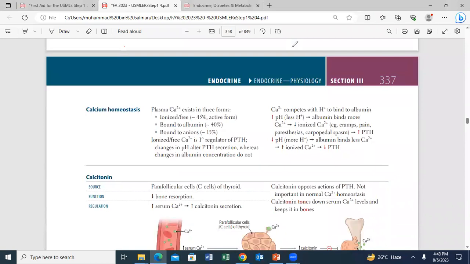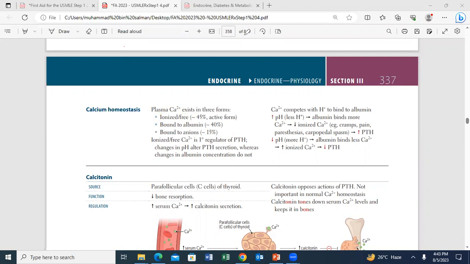Now there is a brief overview of the calcium homeostasis. They are mentioning that calcium is found in three states. It is found in the bound form and with anions, and 45% of calcium is found in the ionized and free form. When we regulate calcium, we are basically concerned with this ionized or free form. So parathyroid hormone is also increasing this ionized calcium, and we basically talk about this ionized calcium.